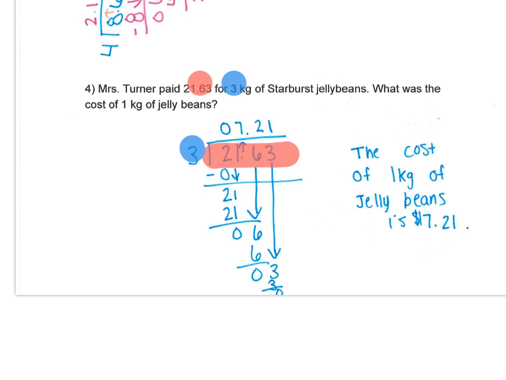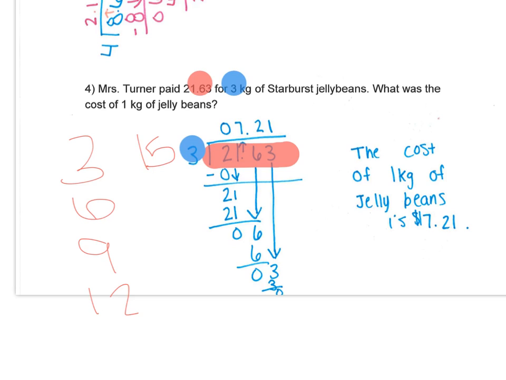How many times can 3 go into 21? If it helps, write it out. You could do 3, 6, 9, 12, 15, and so on until you get to 21. If you did that, you would see that 7 times 3 is 21. 21 minus 21 is 0. Bring down your 6. How many times can 3 go into 6? 2 times. 2 times 3 is 6.